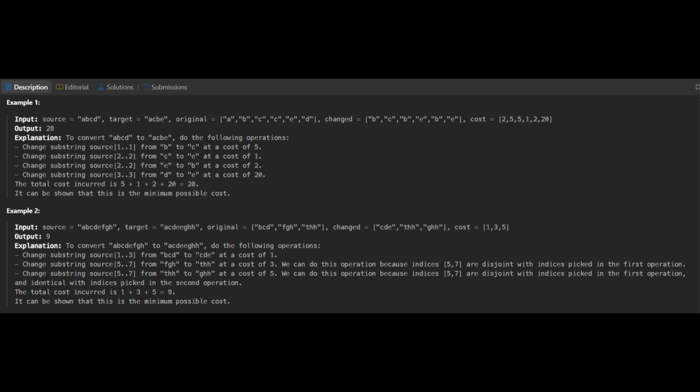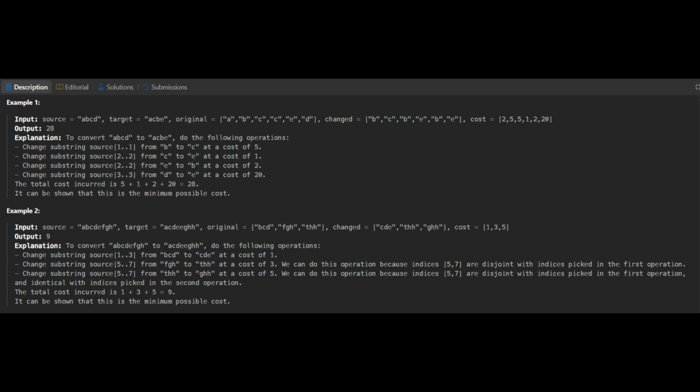Example 2, substring operations. Input. Source equals ABCDEFGH. Target equals ACDEGHHH. Here's where substring operations really matter. First, we take substring BCD at indices 1 to 3. Convert BCD to CDE with cost 1. Next, we look at substring FGH at indices 5 to 7. Convert FGH to THH with cost 3.